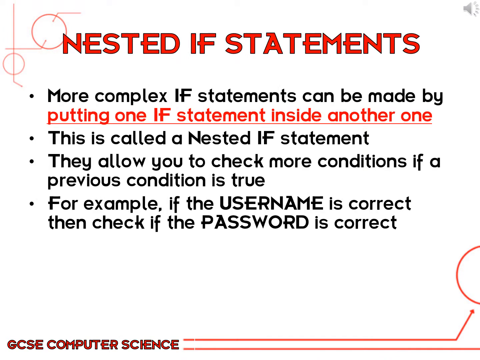We can have more complex program flow using nested if statements. This is when you basically put one if statement inside another one. You'll need to do this sometimes if you want to do two particular checks or two particular conditions. The best example for this is if your username is correct, then you need to do another check to see if the password is correct. If we look at an example of that, it might be a little bit easier to understand.